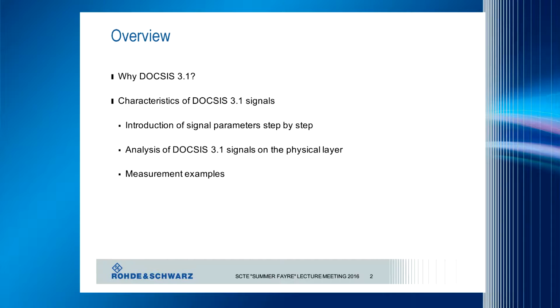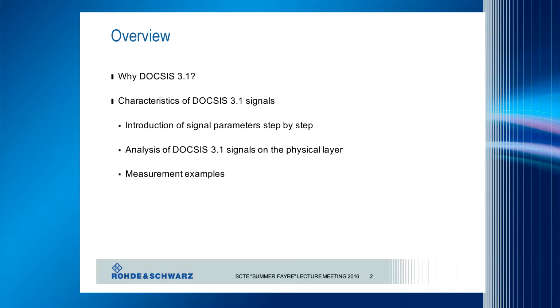My lecture is divided in two parts. As a kind of warm-up, I will start with the question, why DOCSIS 3.1? And of course I will give you also some answers on this question. Then I will continue with the introduction of the characteristics of DOCSIS 3.1 signals, mainly on the downstream. I will explain step by step the parameters of a DOCSIS 3.1 signal, and I will give you some ideas how the parameters can be measured. And in addition I have implemented in my presentation some measurement examples so that you will get a first impression about the DOCSIS 3.1 signals.